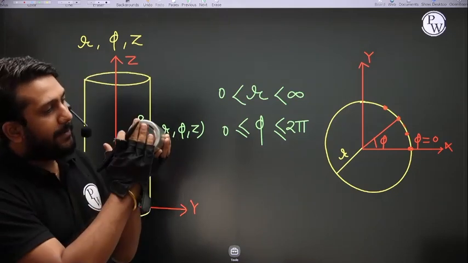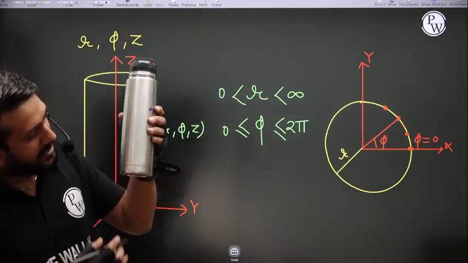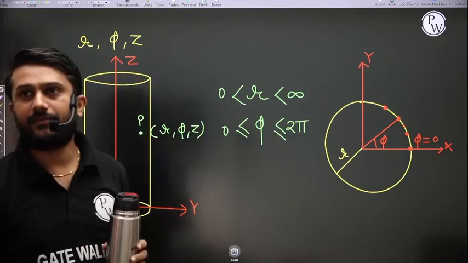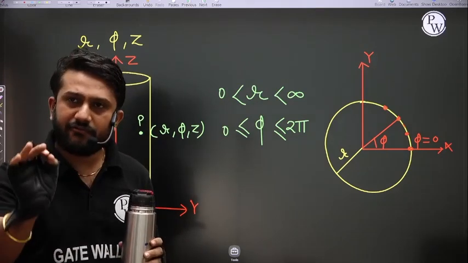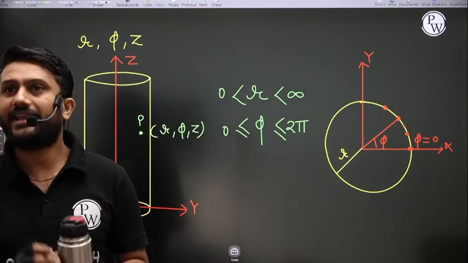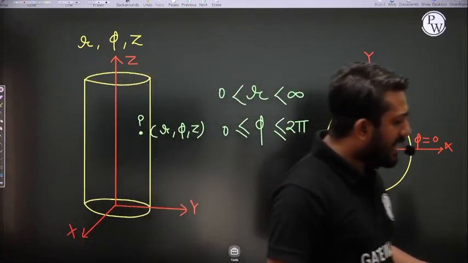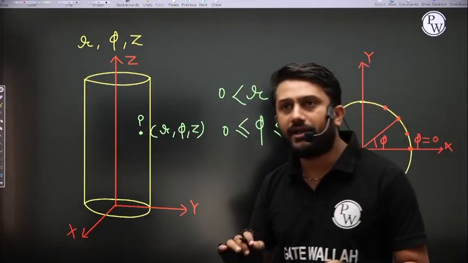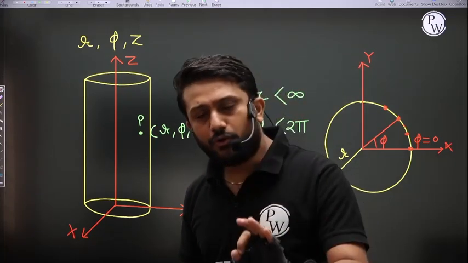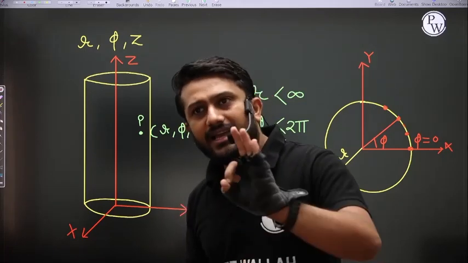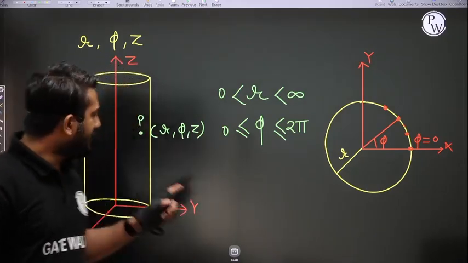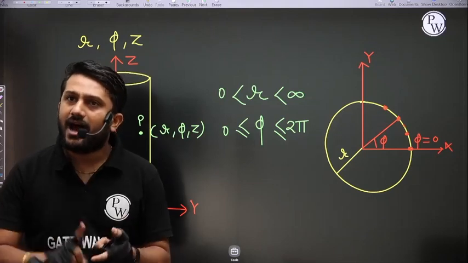Right? Perpendicular to the monitor, the point may be here, may be here, may be here. So if I fix the R and fix the phi, then that point may be at any Z. So three parameters are required if you want to locate a point in space in the cylindrical coordinate system. And if you want to locate a point in the xy plane, then only two parameters are required: R and phi.